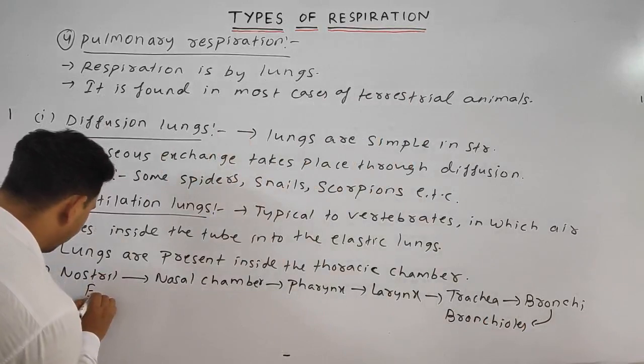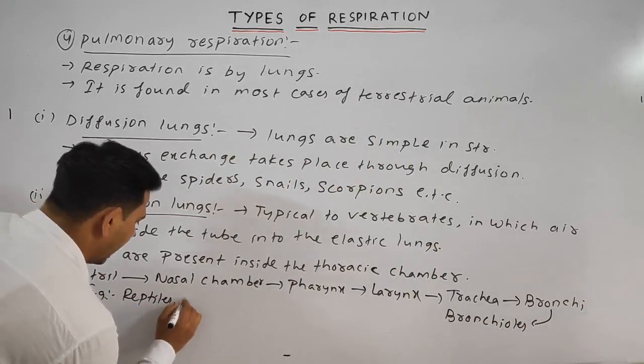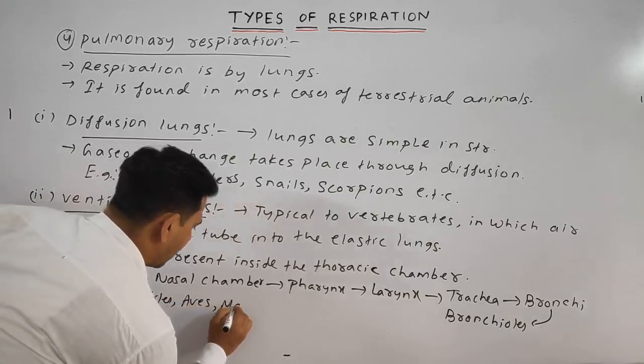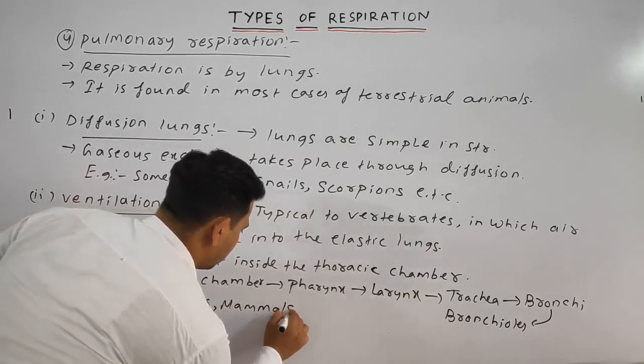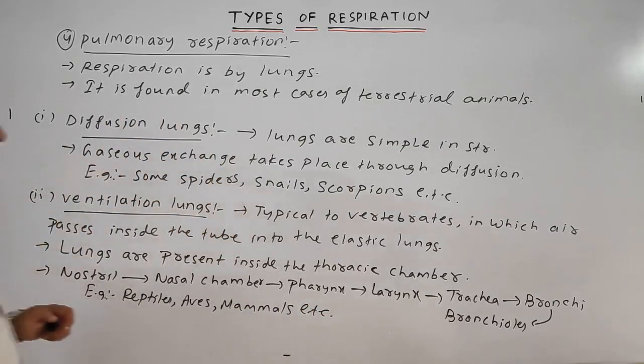Common examples are reptiles, apes, mammals, etc. Okay, so these consist of the ventilation type of lungs.